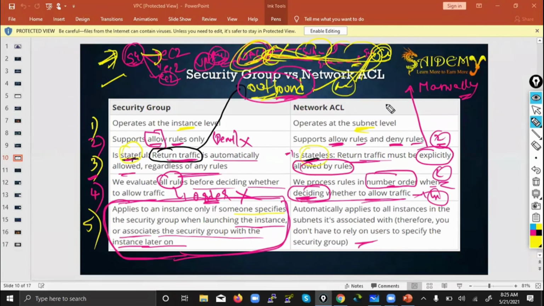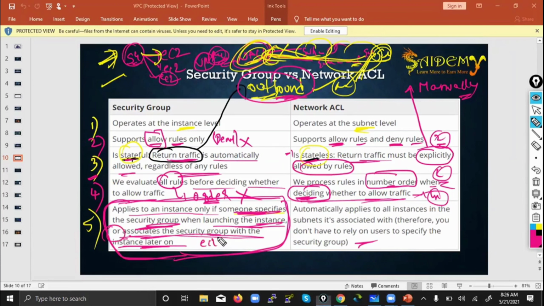But they are talking about the basic thing. What is the basic thing? Applies to an instance only if someone specifies the security group. That means if you manually attach it to the instance, then only that security group will be applied to that instance when launching the instance, or associate the security group with the instance later on. Later also we can, right?